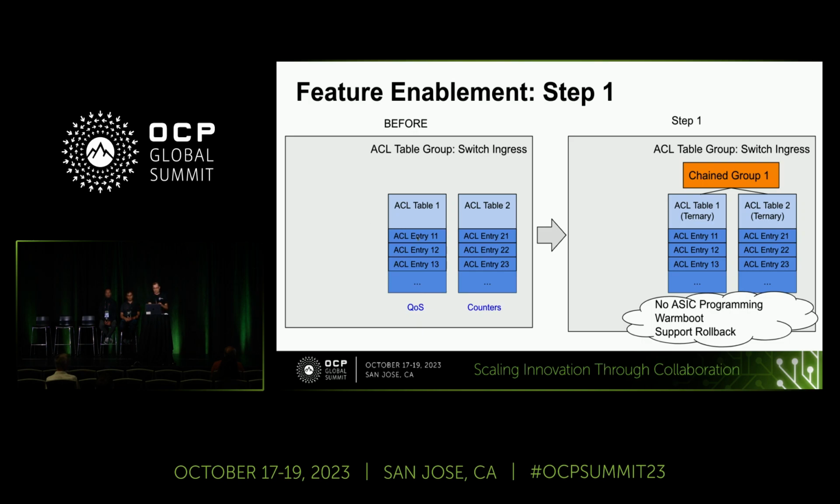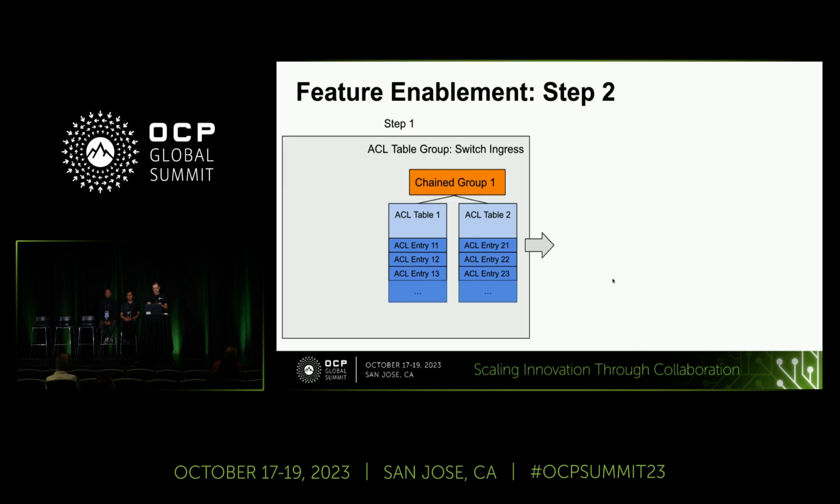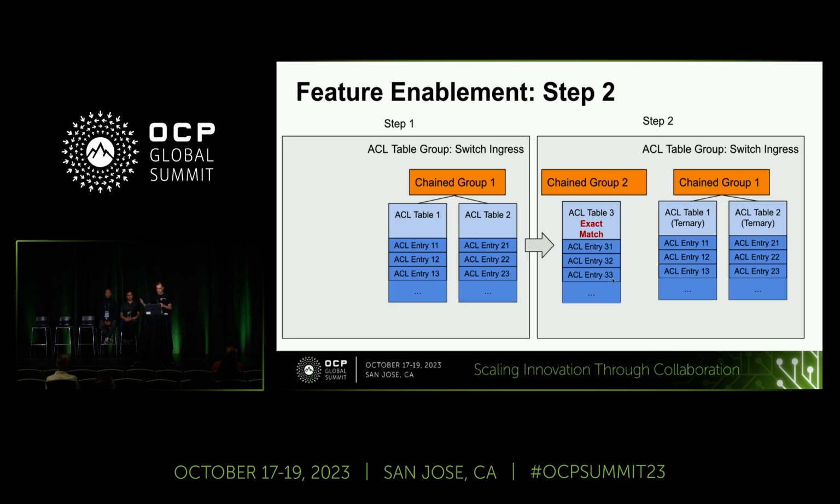So if we keep going with this, right? Let's say step 1 is where we are, and now we want to go to the next step. In the next step, step 1 has this chain group with TCAMs, and step 2 ends up introducing another chain group. Now you have your ACL tables for QoS and counters, but you also have a new chain group and new exact match table added, again over warm boot. You can also do rollback on that.